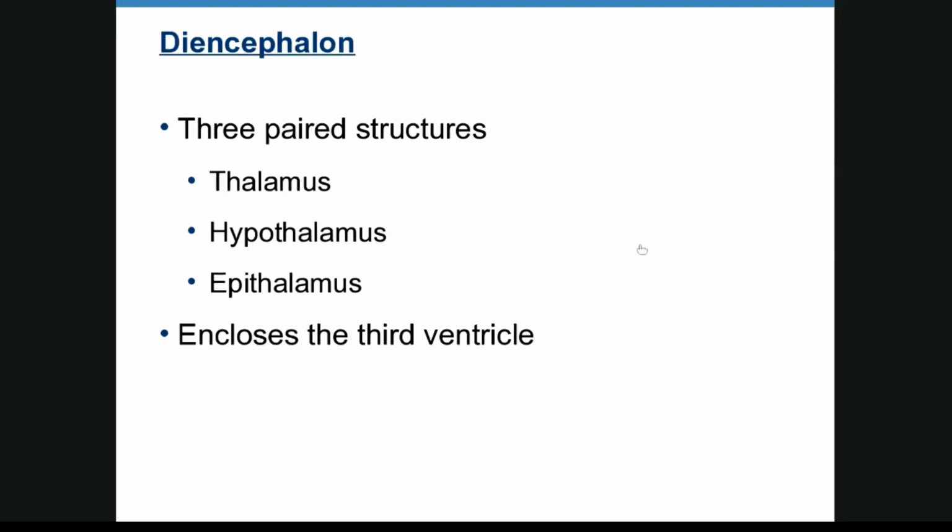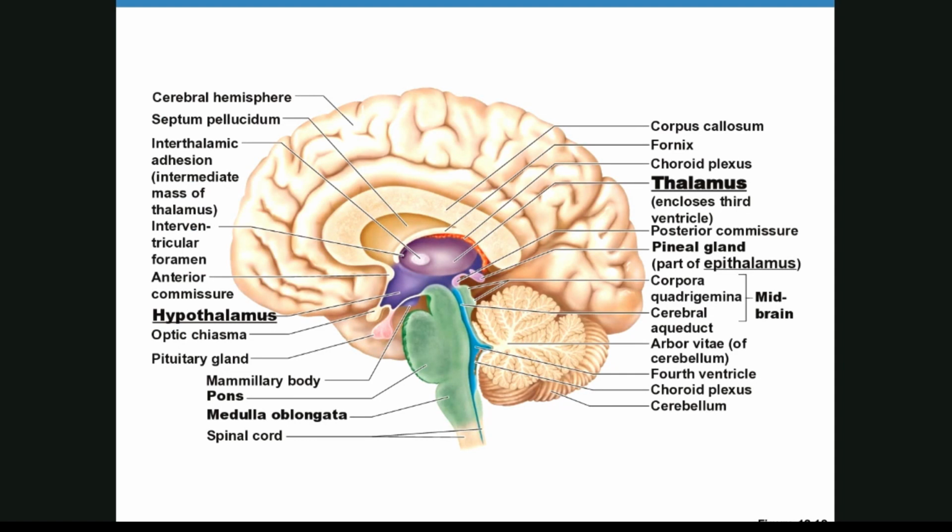The diencephalon, which consists of the thalamus, hypothalamus, and the epithalamus, encloses the third ventricle. So here we have our thalamus, this big round structure. It was very easy to see in your dissection. Hypothalamus is immediately under it. You can see the pituitary gland hanging off the infundibulum here, and your pineal gland here.